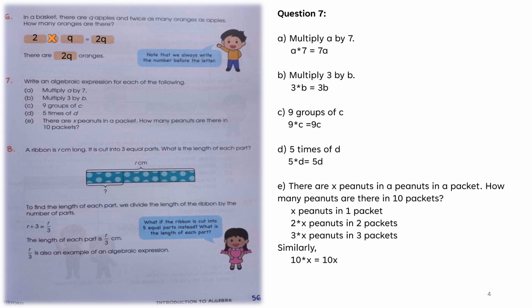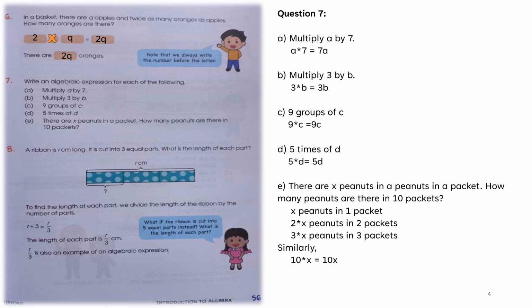Multiply 3 by B. So if we multiply 3 by B, the answer will be 3B. If something is written in that form, like 3B, 7A, 5A, 6C, then it by default means that there is a multiplication sign between them, or the multiplication is taking place in between them. So we can write the algebraic expression like that for the case of multiplication.